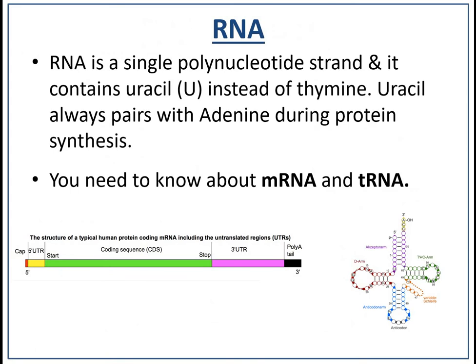So if we now look at RNA, RNA is single-stranded and it contains uracil instead of thymine. So the bases in RNA, instead of being A, T, C and G, they're A, U, C and G. So there's no thymine in RNA, there's uracil instead. So instead of thymine pairing with adenine, uracil pairs with adenine in RNA.